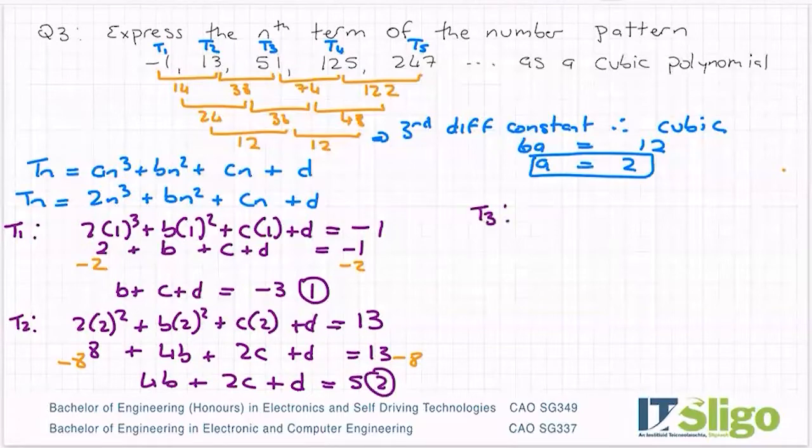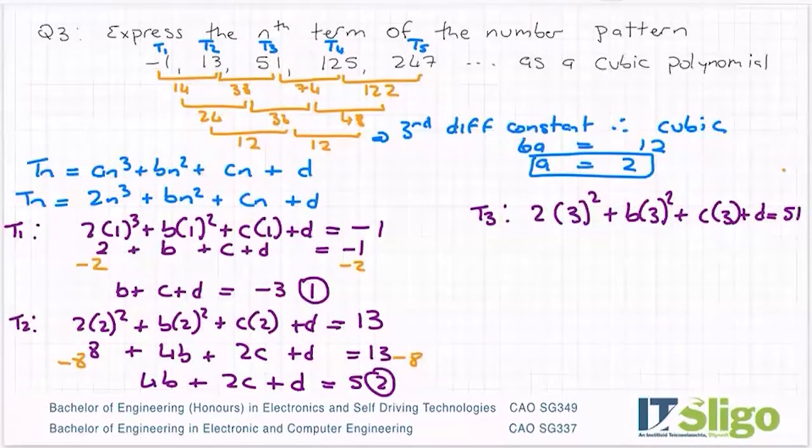Let's set up my third equation. In this one, N assumes the value of 3, plus B times 3 squared plus C times 3 plus D, and that's equal to whatever your third term is, which is 51 in this case. So 3 squared, 3 threes are 9, by 2 is 18, plus, oh, that should be cubed. Ah, and I did the same back here, didn't I? Okay, 2 cubed. 2 twos are 4, 4 twos are 8, by 2 is 16, so apologies if anyone was following the video and did that wrong. So I need to subtract 16 off both sides. So 13 minus 16 is minus 3, okay?